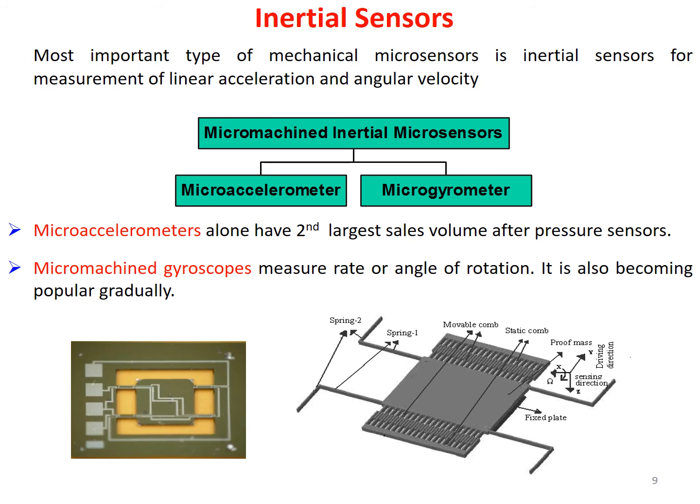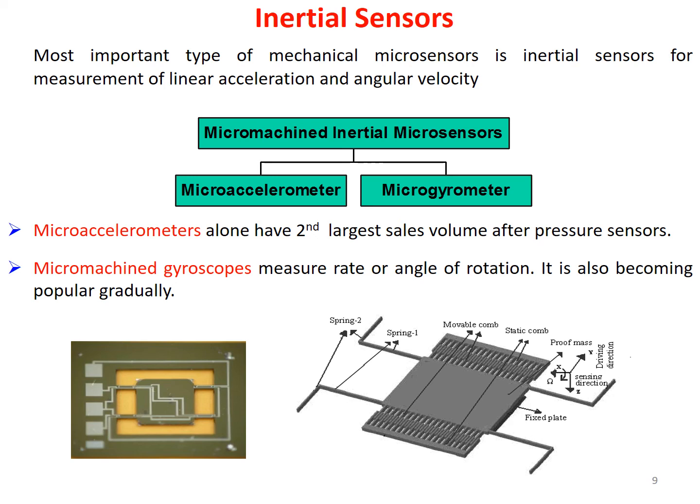In terms of its large shelf volume, right? Okay. So the most important type of mechanical microsensors is inertial sensors, as we told, for measurement of the acceleration as well as the angular velocity. And these inertial sensors are basically of two types. One is the accelerometer and another is the gyroscope, right? So next our topic of discussion is the accelerometer and the gyroscope, fine.